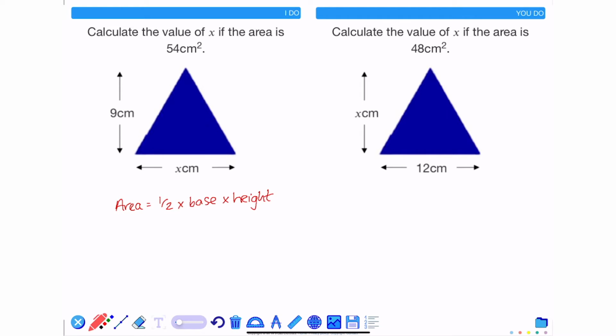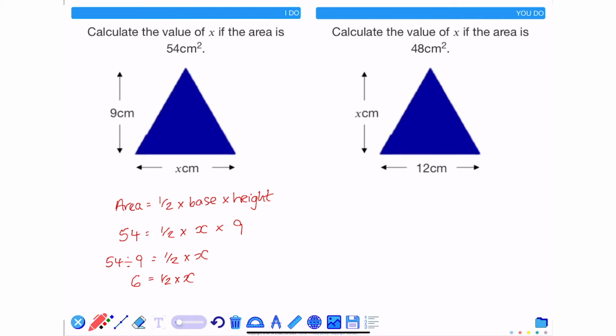Substituting in what I've been given in the question, I know that the area is 54 and it's a half of the base, which is x, multiplied by the height, which is 9. Now beginning to rearrange. The opposite of times by 9 is to divide by 9. So 54 divided by 9 will now equal a half of x. 54 divided by 9 is 6, and this is a half of x.